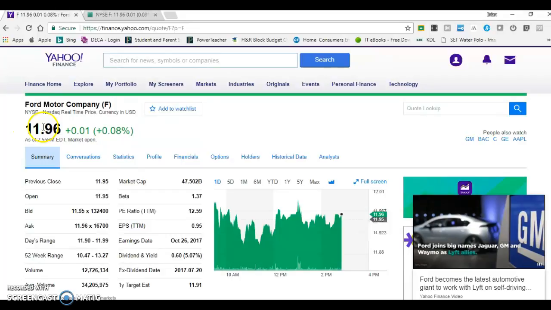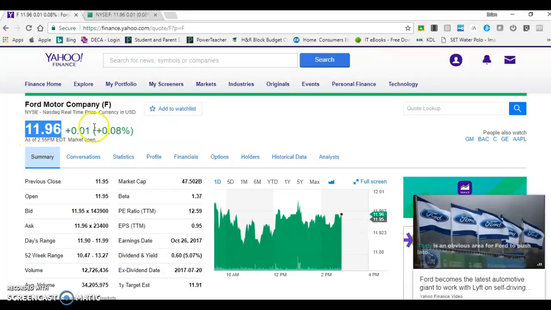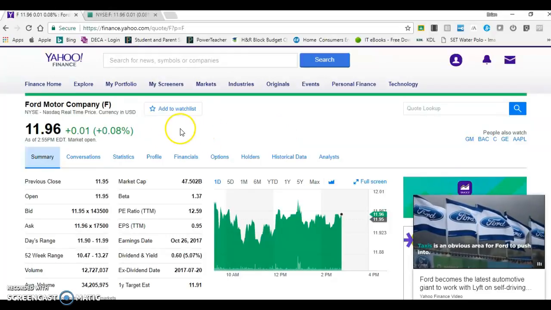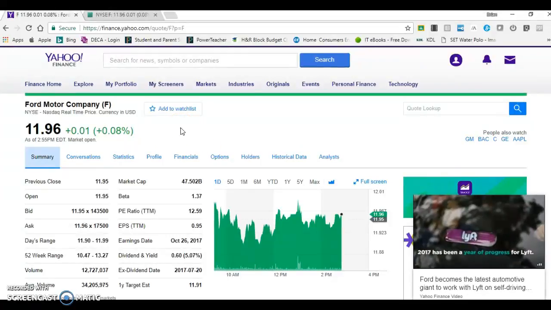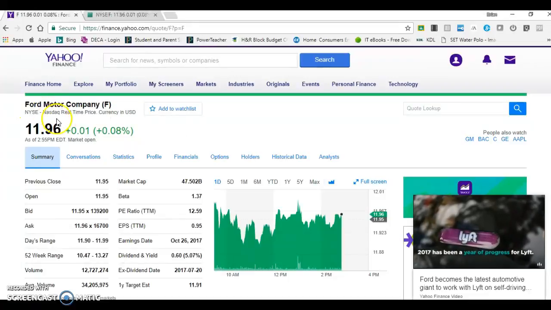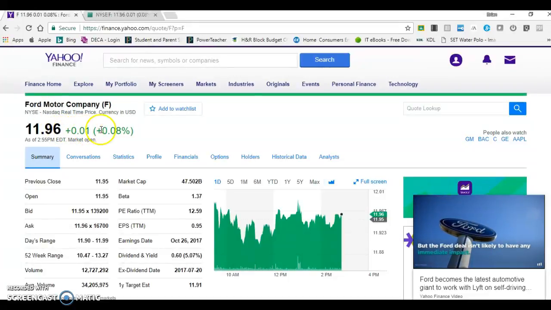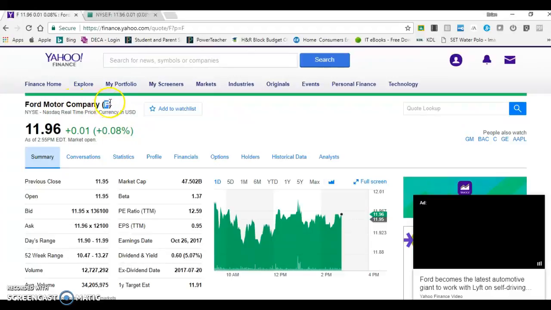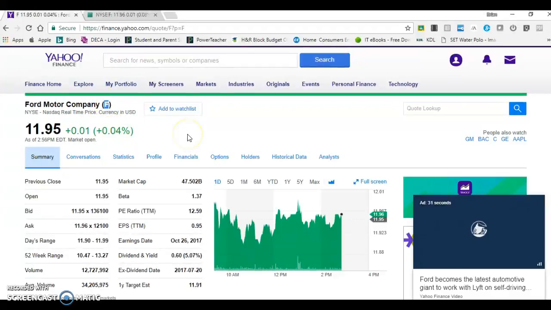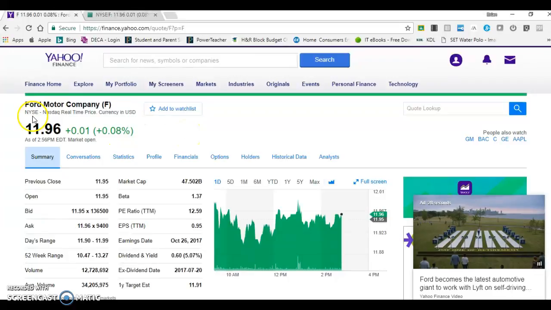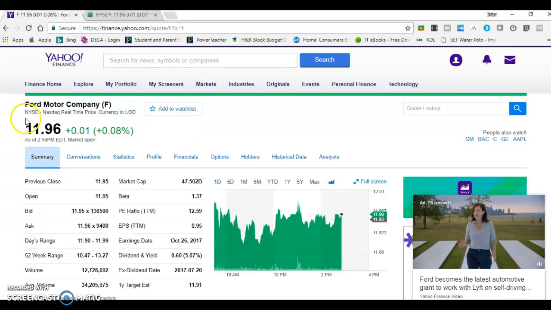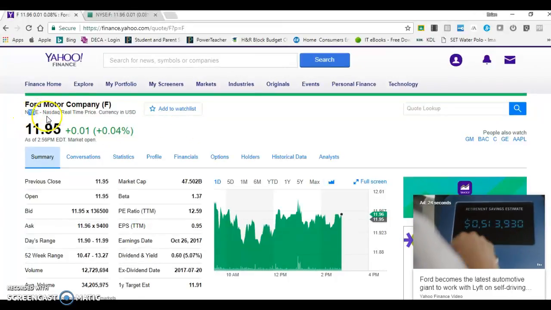This number right here is your current stock price. During this video, you might actually see it changing because it does get updated throughout the day. This is since the last change, and other things to talk about. Ford Motor Company, the ticker symbol is right there, and it is on the New York Stock Exchange. Okay.